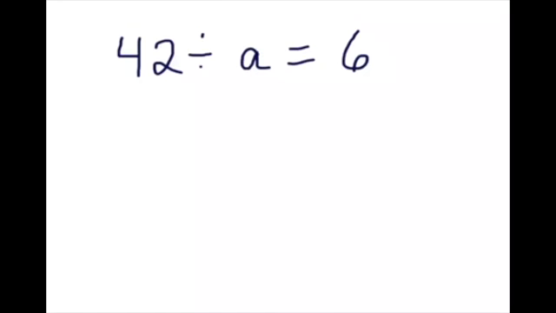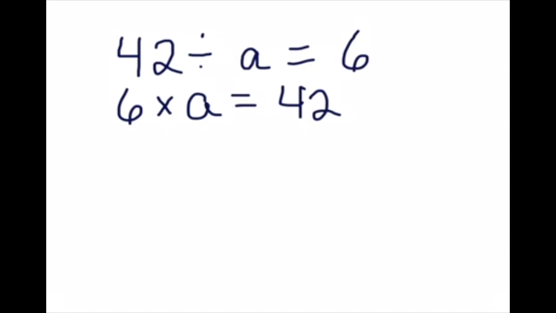So when I look at this problem, I have a division problem, but do not let that scare you, because guess what? You can always rewrite a division problem into a multiplication problem, right? Because we know that they are related. So if this looks really tricky for you, think of it as a multiplication problem. 6 times a equals 42. That is the same thing as saying 42 divided by a equals 6, right?